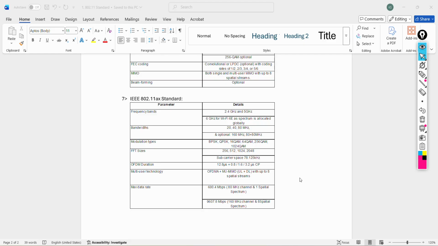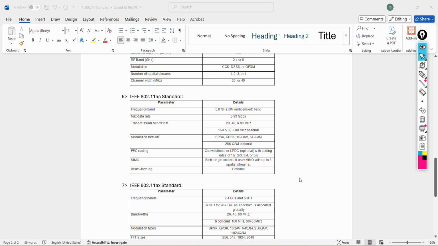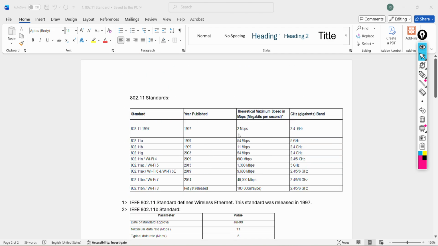The maximum data rate is 600.4 Mbps with an 80 megahertz channel width, and 9617.8 Mbps, approximately 9.6 Gbps, with 160 megahertz and 8 spatial streams. It also supports OFDMA plus multi-user MIMO with up to 8 spatial streams. So this is all about the IEEE 802.11 standards.